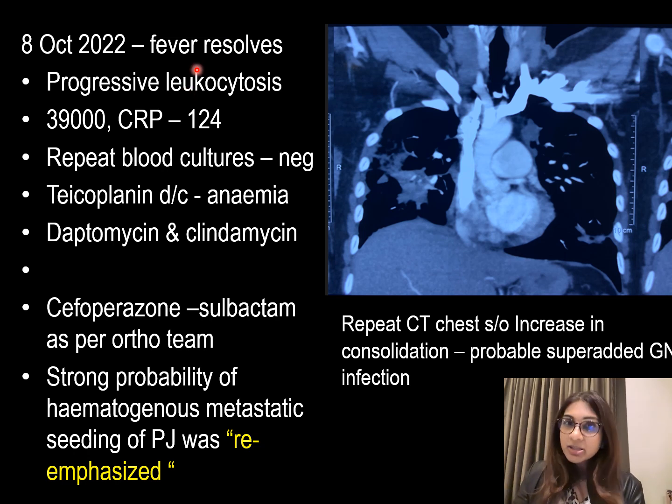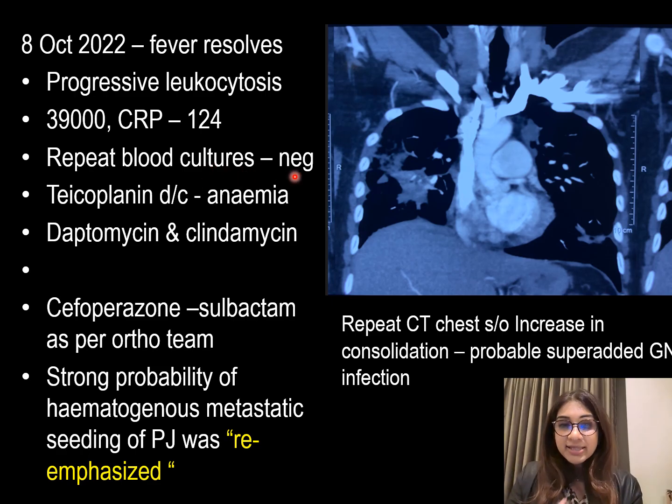The patient had a resolution of fever, clinical improvement, and was shifted from the ICU to the wards. However, in the ward, the patient had progressive leukocytosis and it went up to 39,000, and the CRP was not reducing the way it should have been. The repeat blood cultures were also done, which were negative.